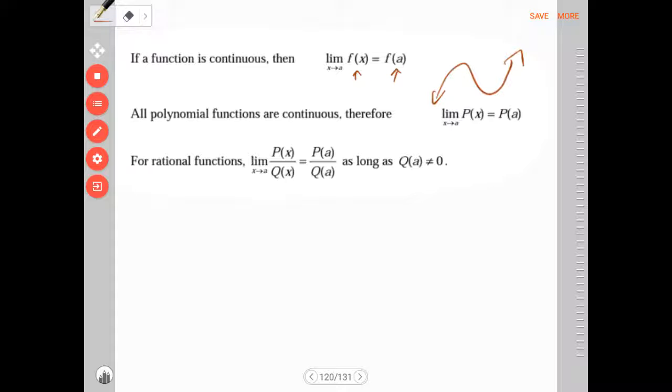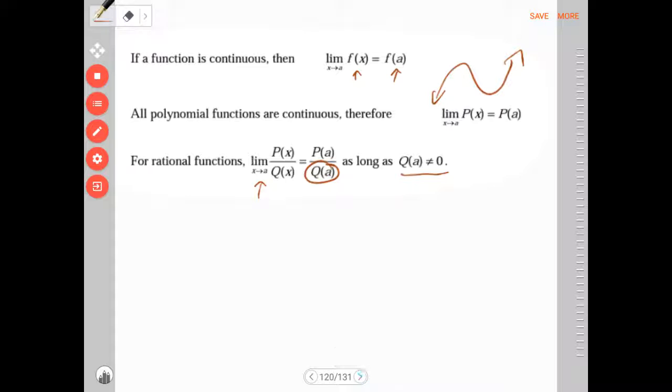For rational functions, which are polynomial fractions, it's the same thing. You just evaluate the function at a, whatever that number is, and this will work as long as q of a doesn't equal 0. That means it's defined, because you're never allowed to divide by 0.